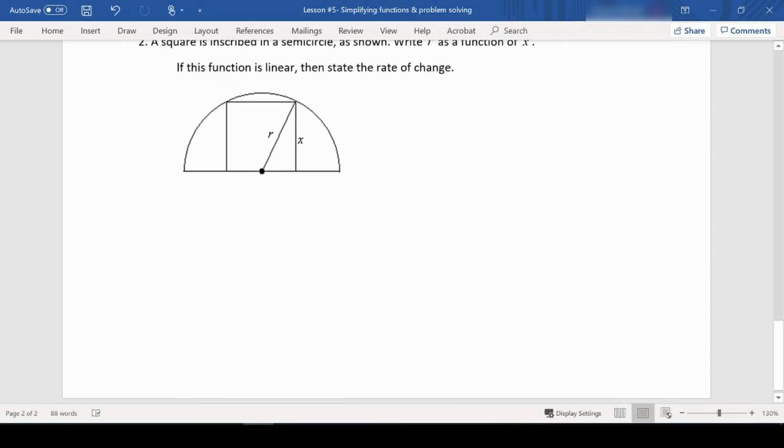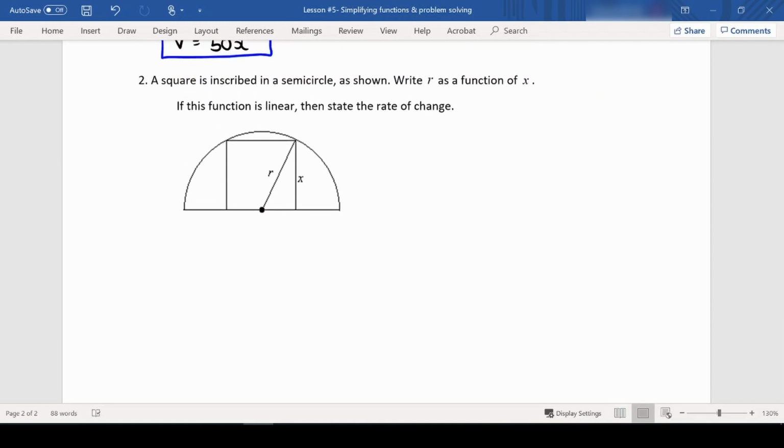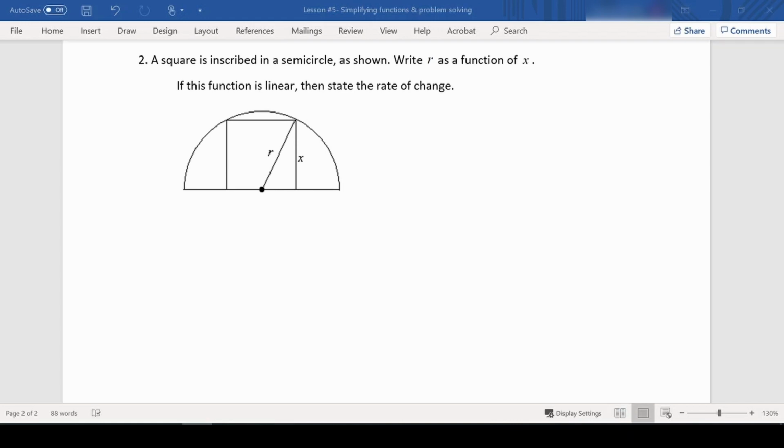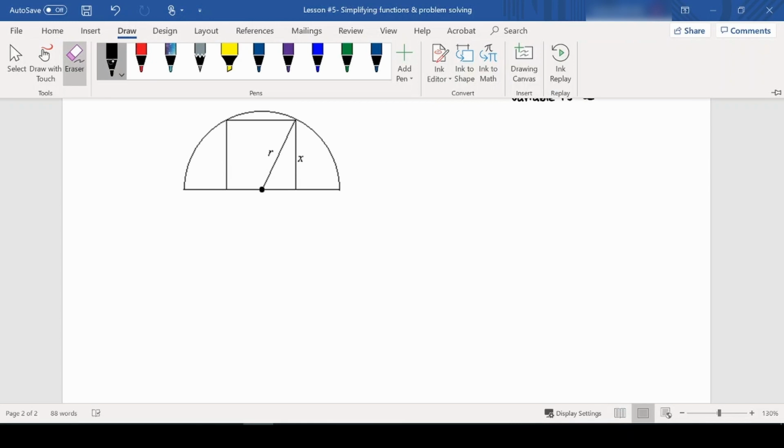So we've got one more question here. All right, so we have a square inscribed in a semicircle as shown. Write r as a function of x. So this means we're going to have r equals, and then in here our variable is x. Okay, we write it in function notation. Actually going to be r of x. So like our previous one would have actually been v of x.